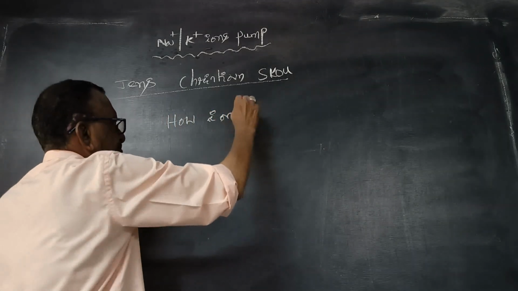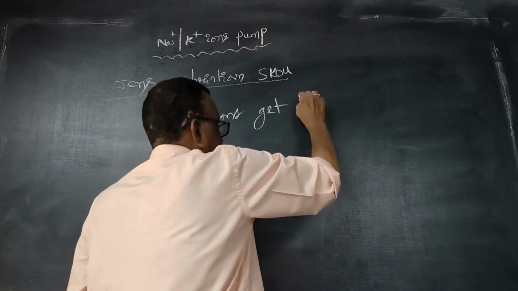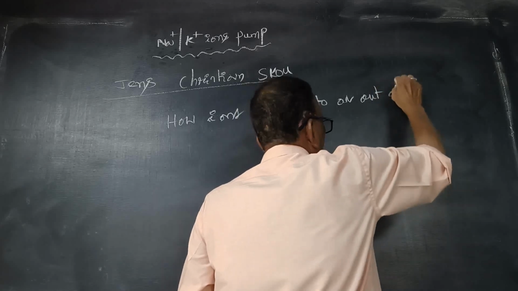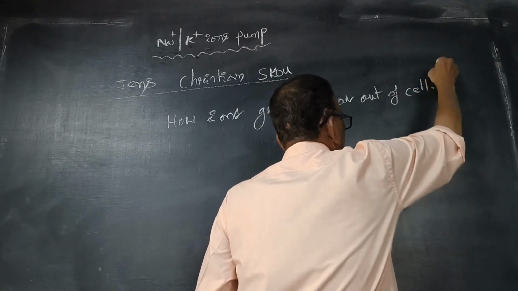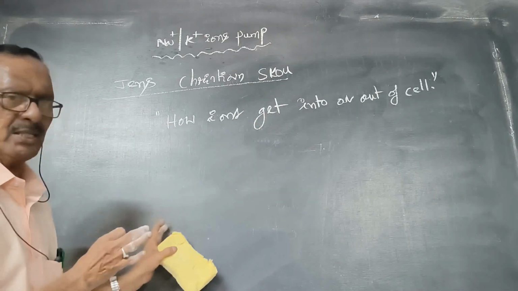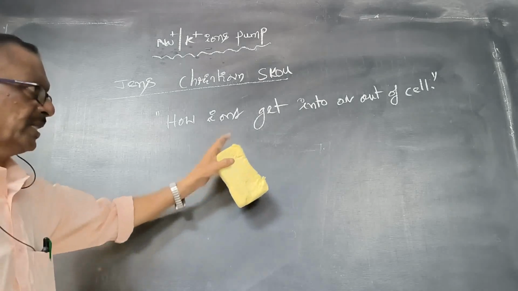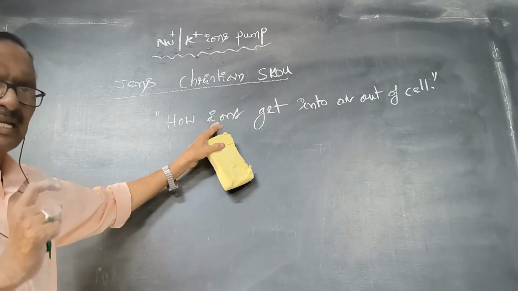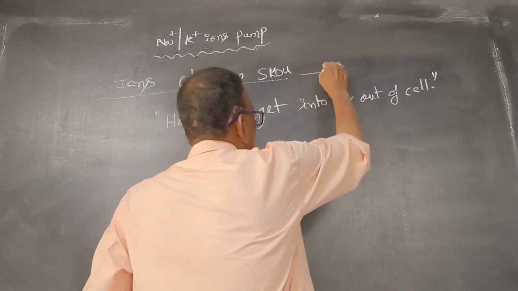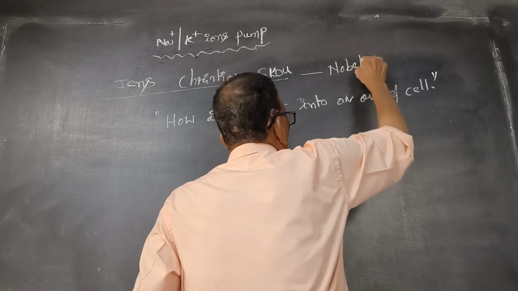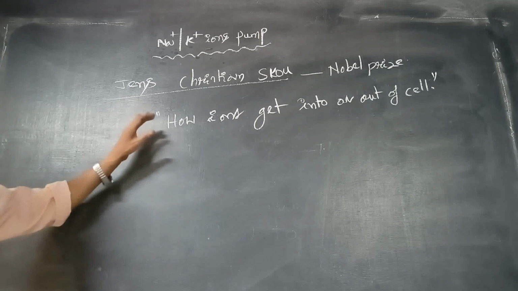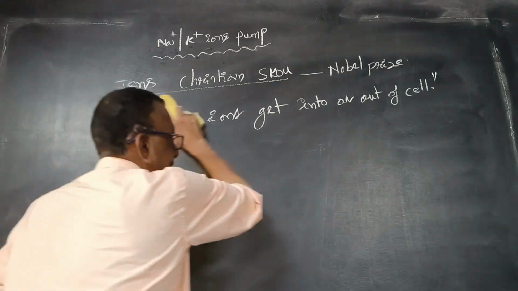ions get into or out of the cell. How ions are entering into the cell and how ions are leaving the cell, moving outside the cell. He has given a satisfactory explanation and a mechanism also. That's why he has received a Nobel Prize also. So Christian Skou. Okay.